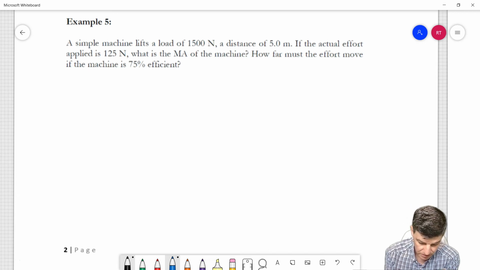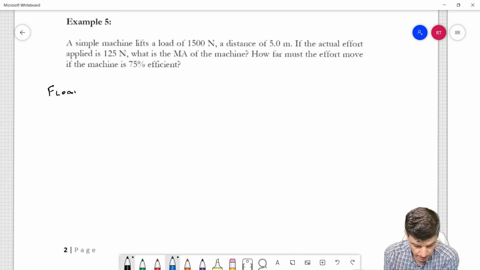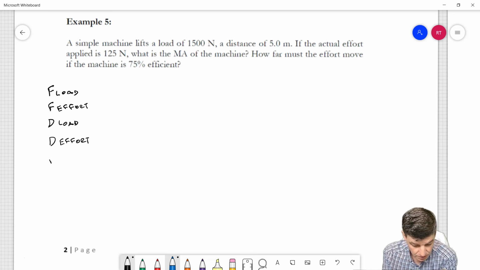So I know that I'm going to need to know the force for the load, the force for the effort. I'm going to need to know the distance for the load, and I'm going to need to know the distance for the effort. I'm going to need to know efficiency, and MA and VR I may need to know. So I've got a whole bunch of stuff just to take note of.